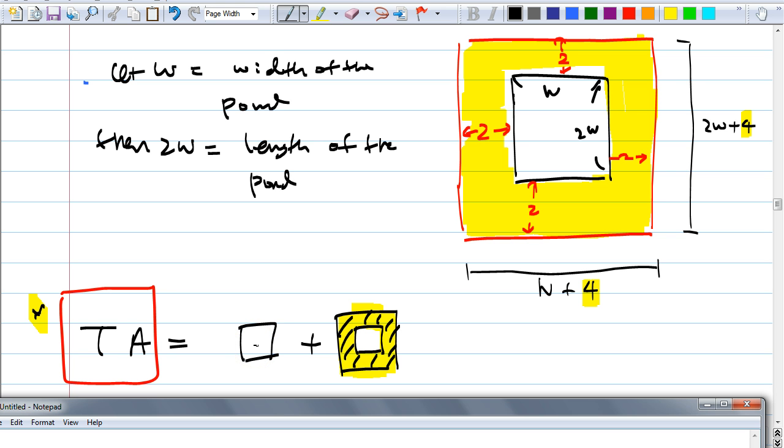Now, here comes the equation. Who could tell me? Remember, this formula is always the same. Total area is smaller area plus the area increase or decrease. So when it says find the dimensions, what they mean by that is find the length and the width of the pond. So to find the length and the width of the pond, we need an equation. So from this formula, who could tell me how do I find the total area? This big red total area.